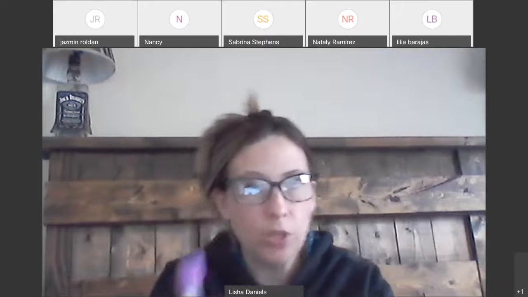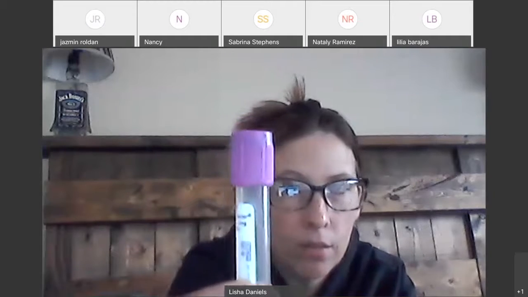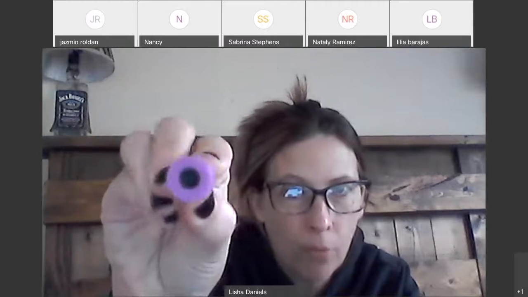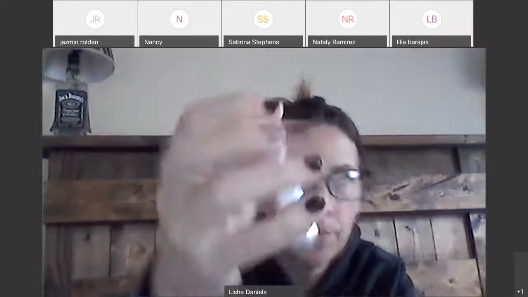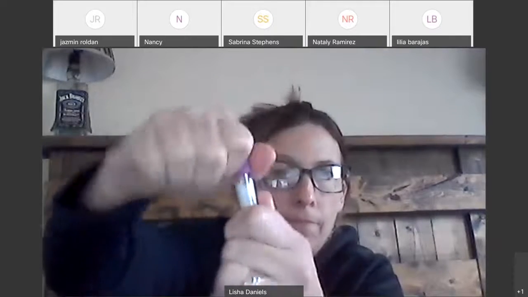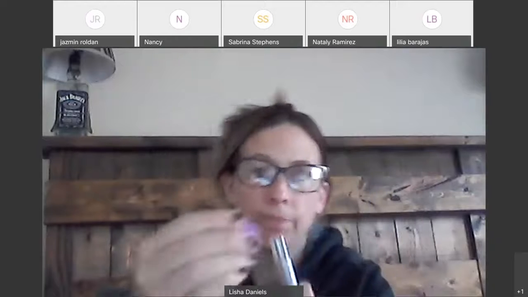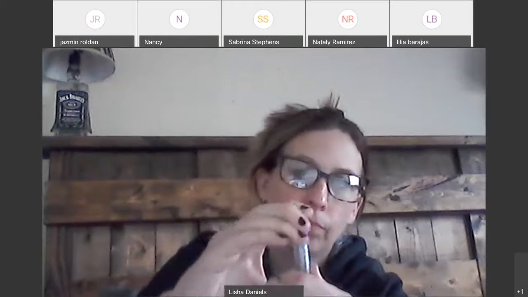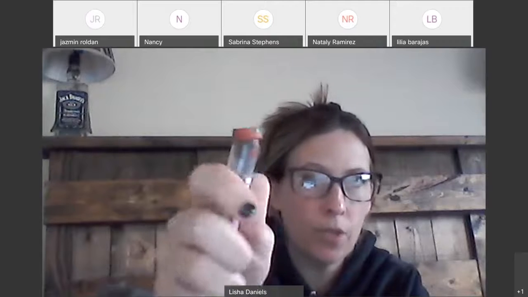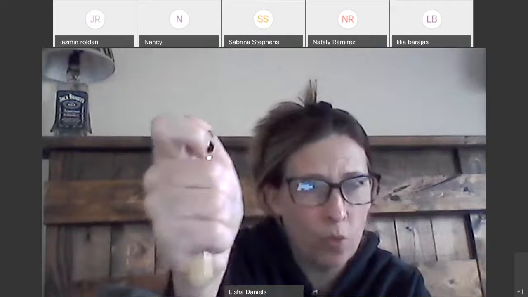Okay, so this is a Hemogard stopper. I've got my rubber on the inside, and then this opens if I need to. This is a rubber stopper tube, and it's hard to get off, which causes more splatter of the blood.